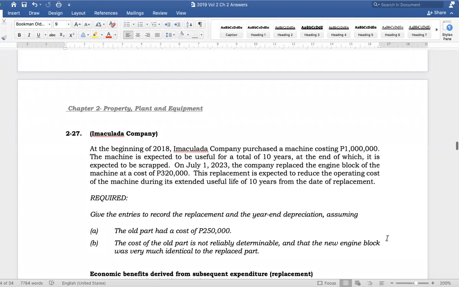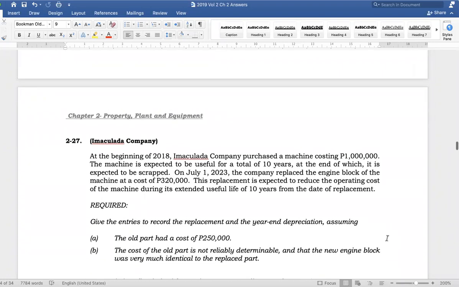At the beginning of 2018, Immaculada Company purchased a machine costing 1 million. The machine is expected to be useful for a total of 10 years, at the end of which it is expected to be scrapped, so there is no residual value. On July 1, 2023, the company replaced the engine block of the machine at a cost of 320,000. This replacement is expected to reduce the operating cost of the machine during its extended useful life of 10 years from the date of replacement.